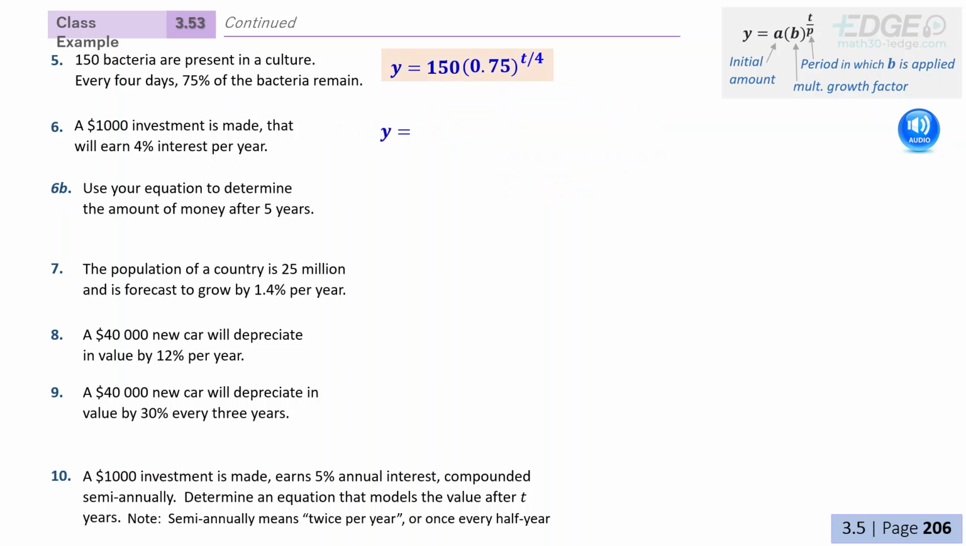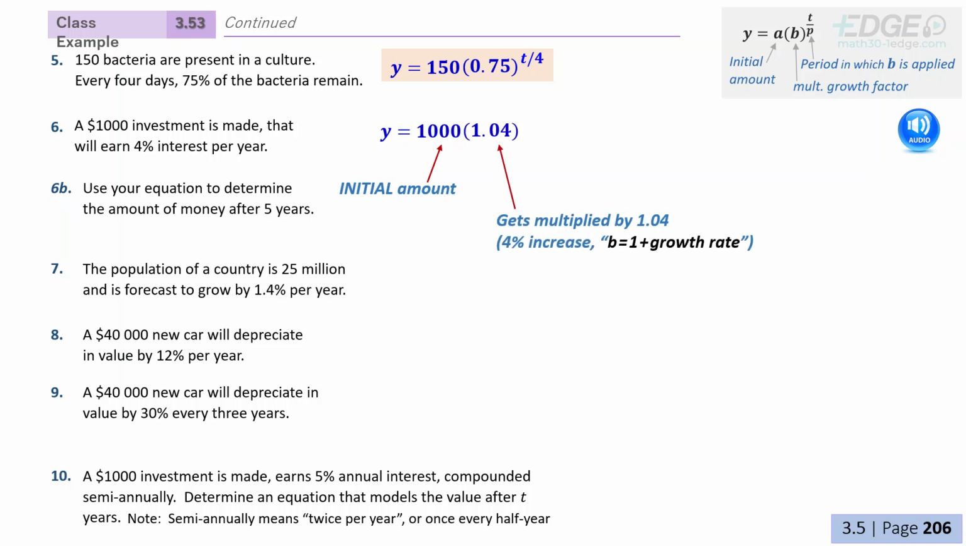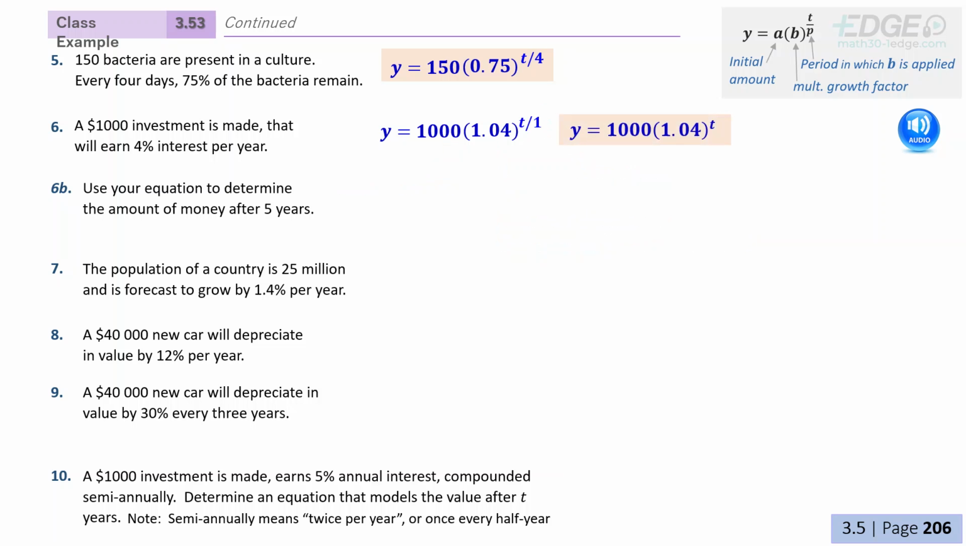Number 6, a $1,000 investment is made that will earn 4% per year. So initial amount, we are going to be multiplying by 1.04, which is 4% written as a decimal. And every year, so you could say it's t over 1 if you like, but that's really just the same thing as t.